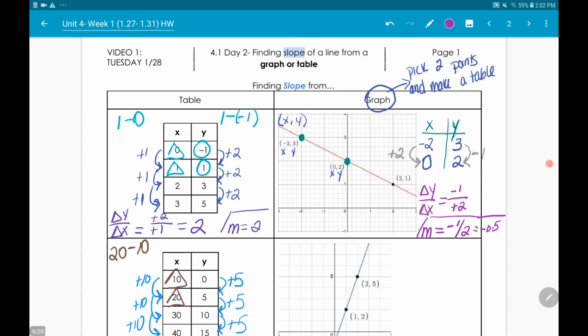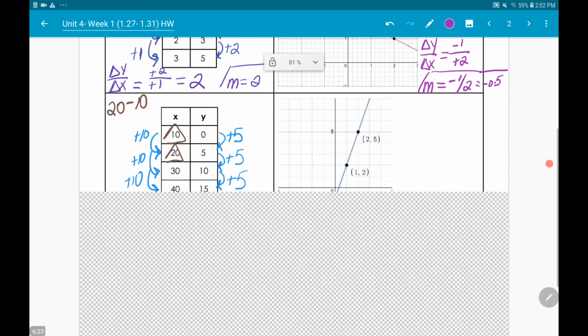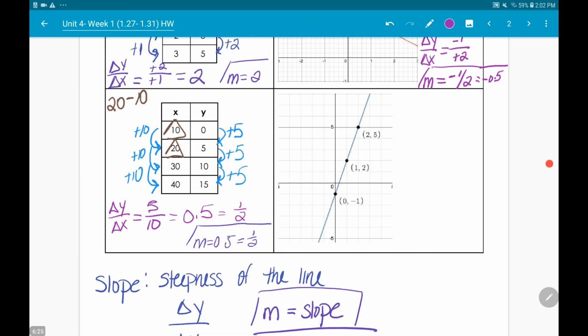And last one, let's see what we have here. Again, I'm going to take 2 points that I like. I really like this one here. It's labeled for us. Remember, we have x, y. And I'll take this one. Actually, no, let's go with this one. And again, we have x, y. All right, and I'm going to make my table.